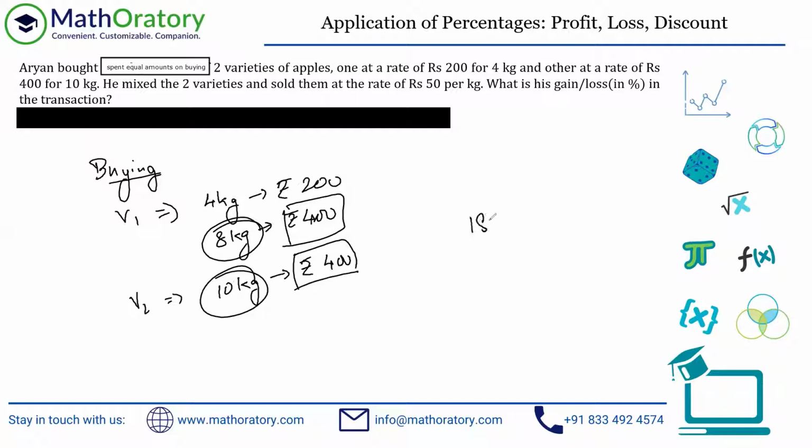Now when you're mixing these two, observe the change. So this is 18 kilos of the mixture, right? And according to the premise, you are getting 50 rupees per kilo. This is the selling price. So while selling, you sell a total of 18 kilos at 50 rupees per kilo. So you're getting 900 rupees, isn't it, by selling this?